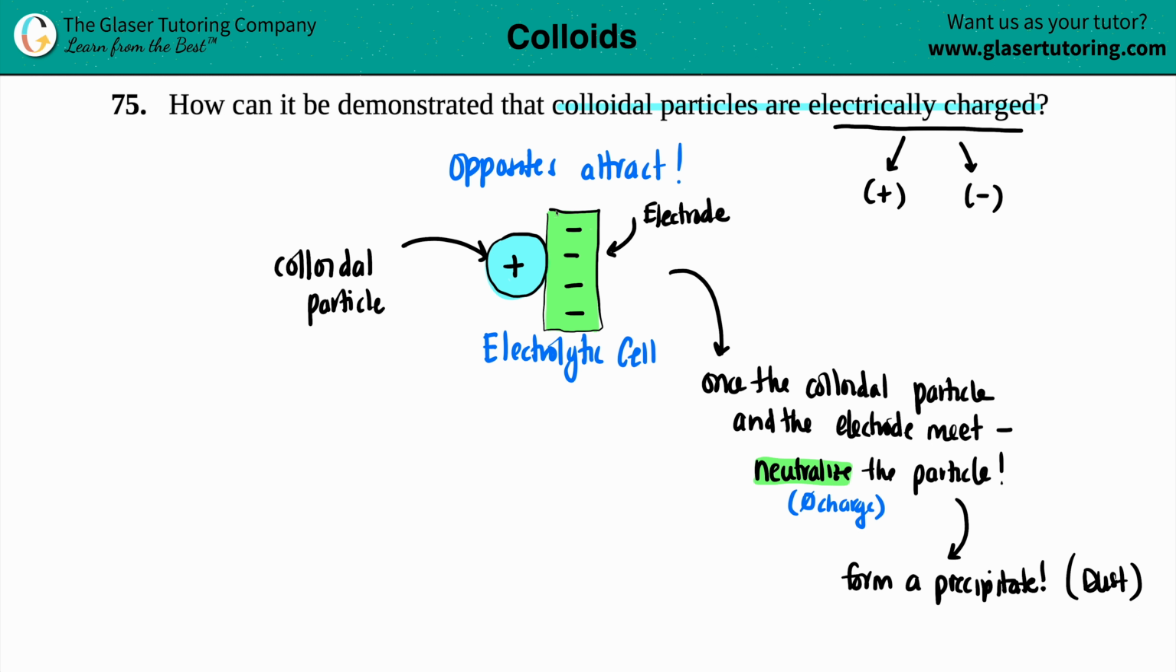But basically, that's how you can demonstrate if they are charged. You place them in an electrode that has a different charge than them. The particle will be attracted towards the electrode, and if it is electrically charged, it will form a neutral substance, and it will change into a precipitate, aka dust. And that's the whole demonstration.